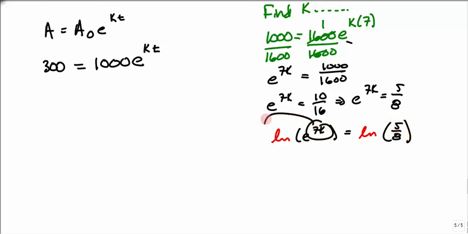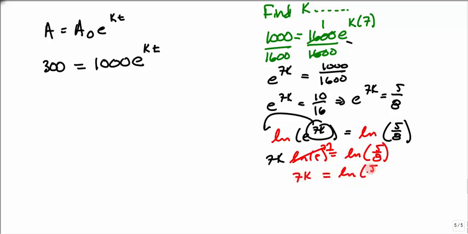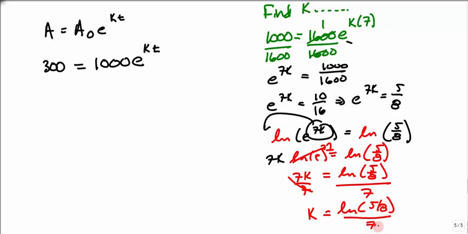So the whole reason for the natural log is to pull that 7k out front. So I have 7k natural log of e equals the natural log of 5/8. Natural log of e is 1. So I have 7k equals the natural log of 5/8. I don't want to reduce any of this, and then divide it by 7. So this is what k equals: natural log of 5/8 over 7. I don't want to find a decimal approximation for this. I want to take this and plug it in right there.